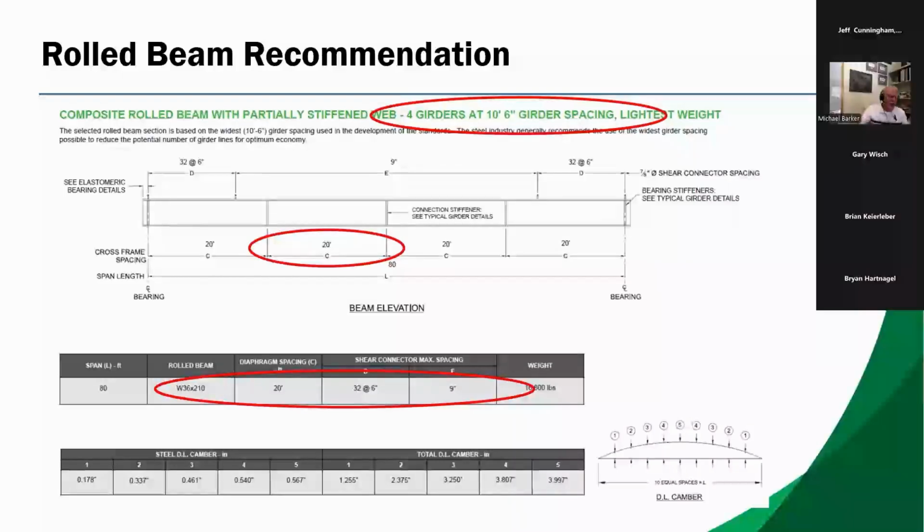Well, it's actually going to have 3 designs, but this one is the rolled shape, lightest weight girder, where it says, hey, 4 girders at 10 foot 6 inch spacing, where we use W36 by 210s and have a couple diaphragms out there, is the lightest weight, and it gives us a weight of, I don't know, 16,800 pounds. It also gives us the camber and all that kind of stuff.